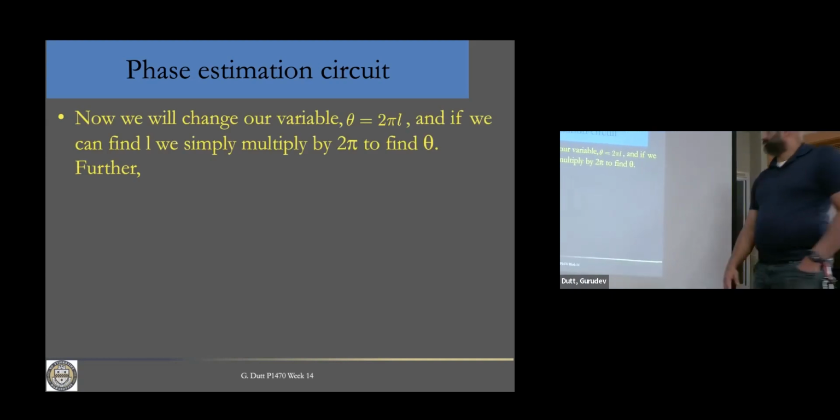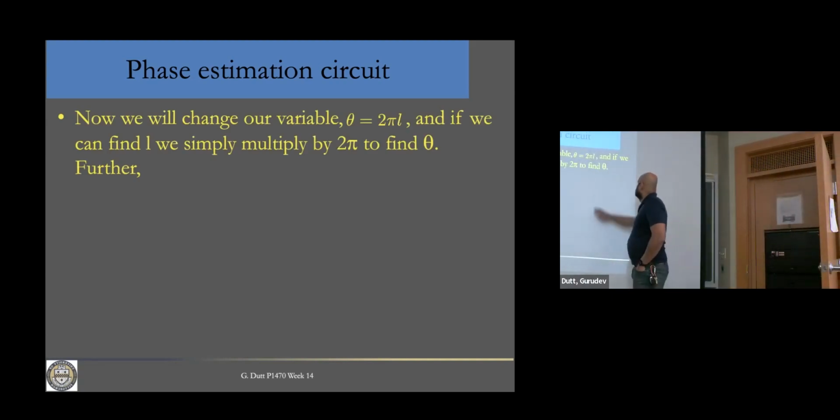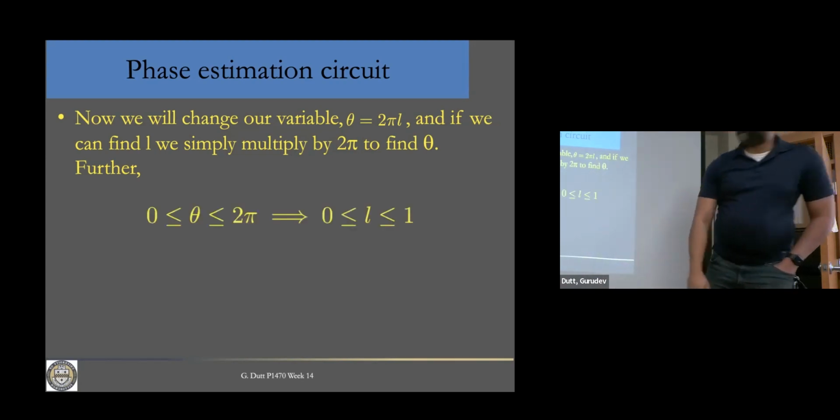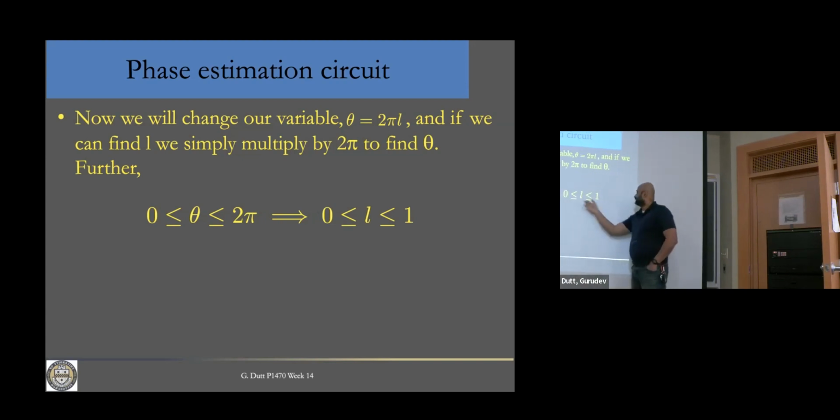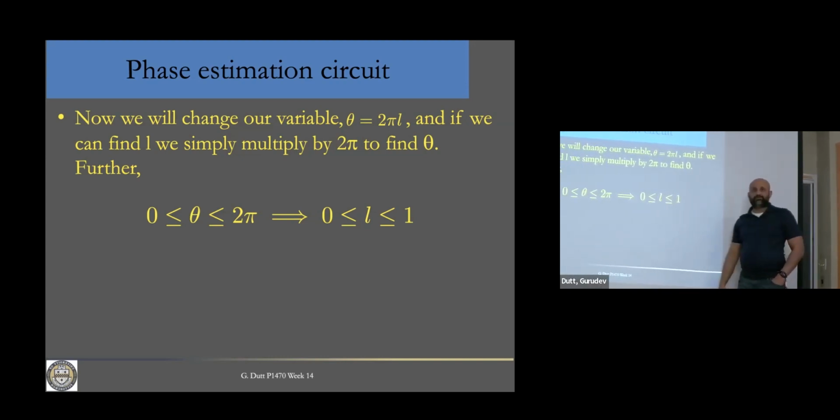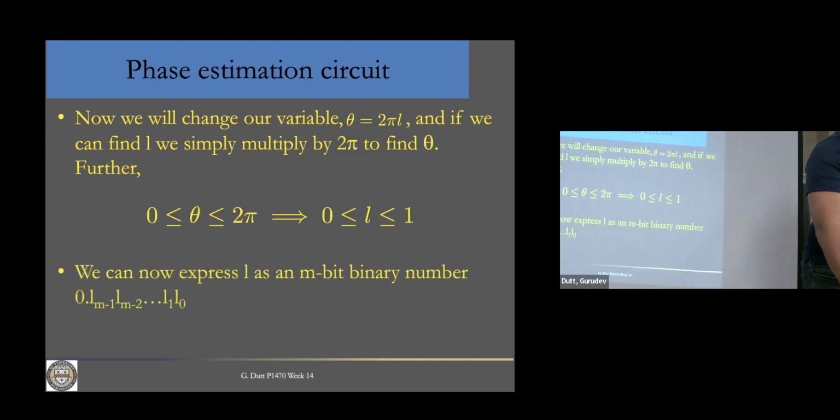Now I'll change our variable theta to be equal to 2 pi L, and if we find this L, we can simply multiply by 2 pi to obtain theta. Further, since theta is between 0 and 2 pi, it's a phase after all, values of theta above 2 pi can simply be mapped back to a value between 0 and 2 pi. So that gives us that L must be between the values 0 and 1.